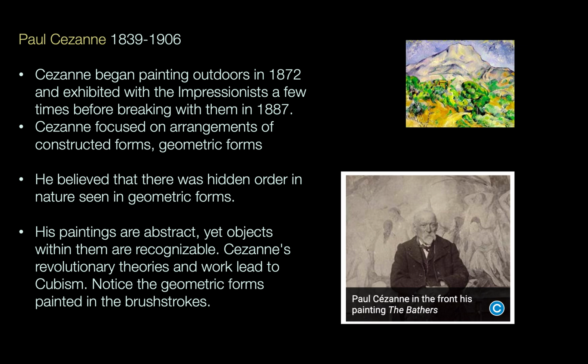He believed that there was hidden order in nature, and you could break it into basically the simplest or most stylized version, being a geometric form. Whether it's his mountains or fruit or people, you can see the abstraction in the forms. So his paintings were abstract, however, they weren't so abstracted that you could not recognize them. Cezanne's revolutionary theories and work really led to the influence of Cubism, which you'll be looking at tomorrow.